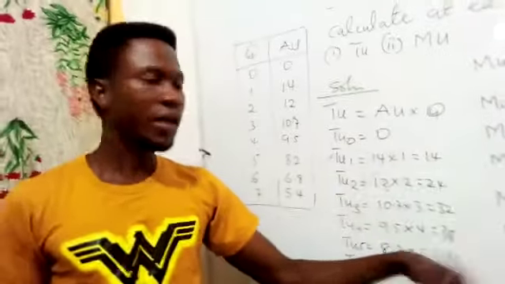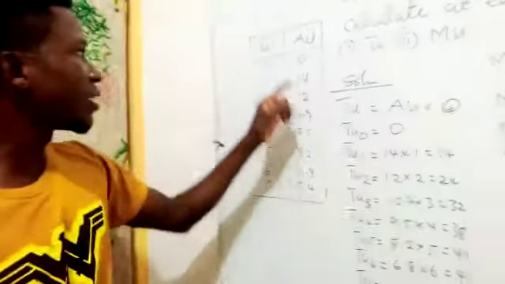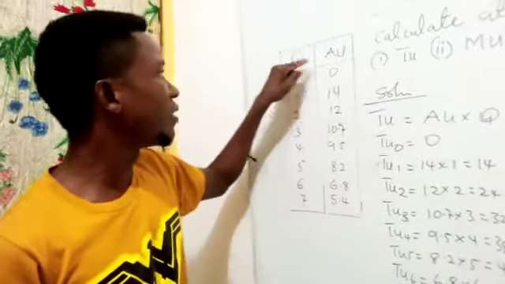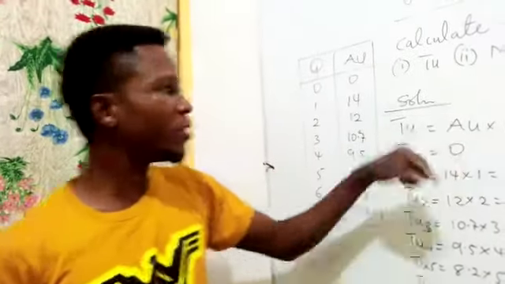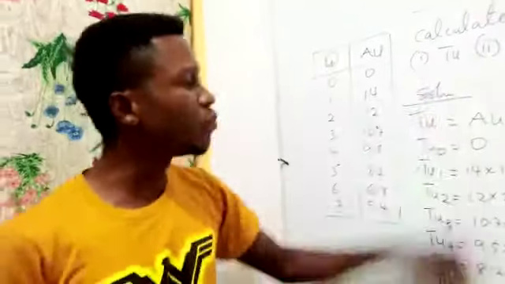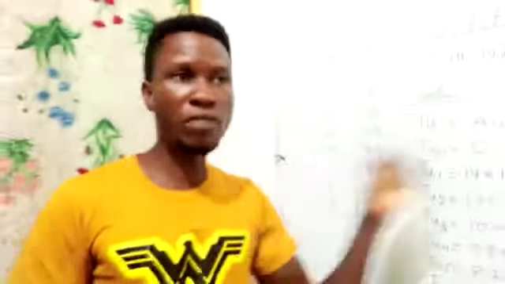Is that okay? And in the next table, which probably I may want us to see, they can give you quantity and MU and ask you to find AU. So it means you must also find the TU before you can find what? That AU. Is that right? So we are looking at that table very soon.